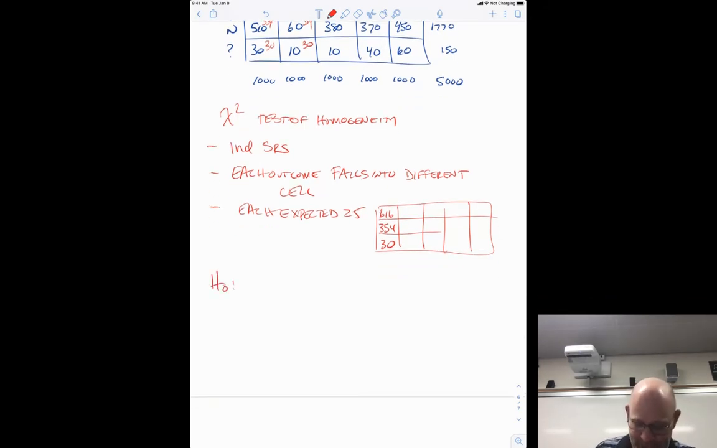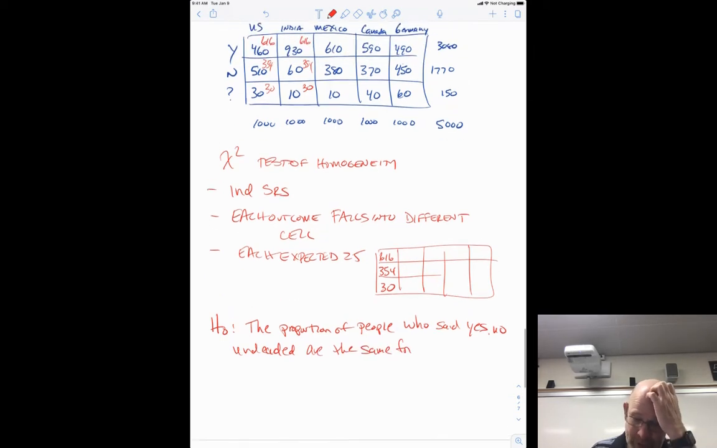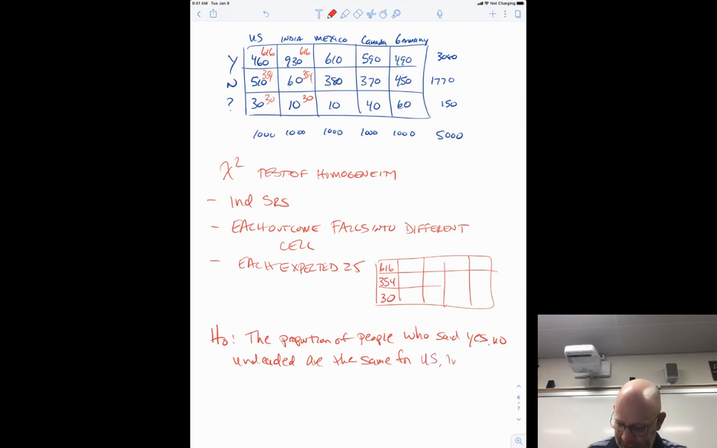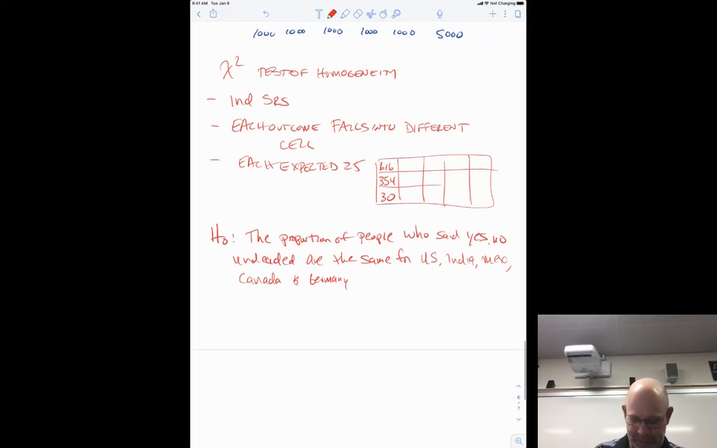The null hypothesis would be the proportion of people, so you want to just write this out, who said yes, no, and undecided. So you want to list the categories. Undecided are the same for US, India, I'm going to abbreviate a little bit here, Mexico, Canada, and Germany. So you want to list out the proportions of each category is the same for each population.